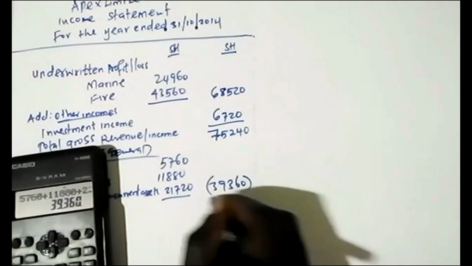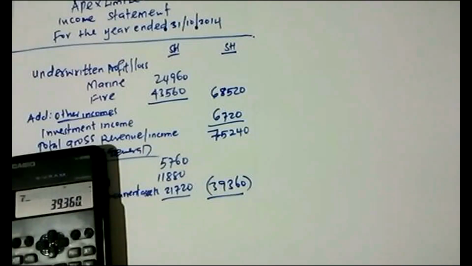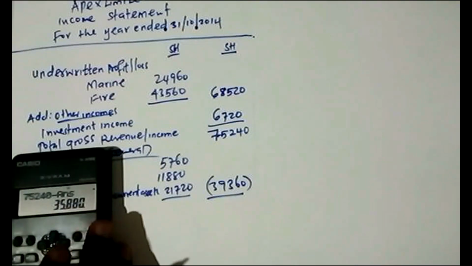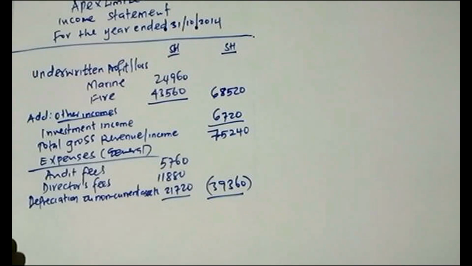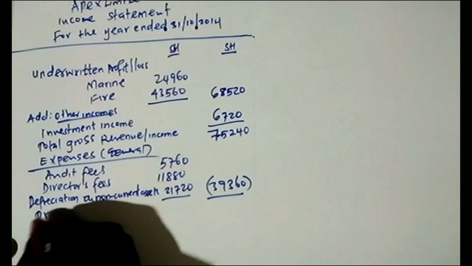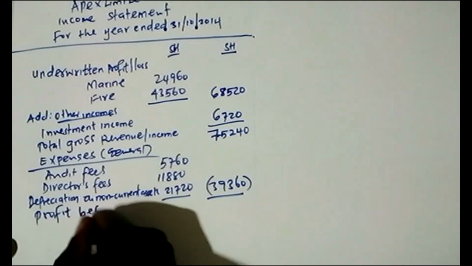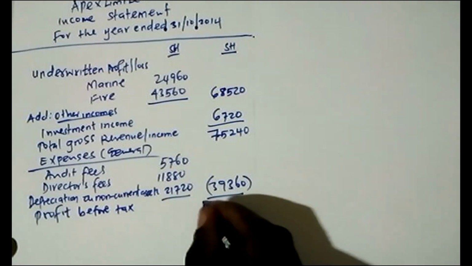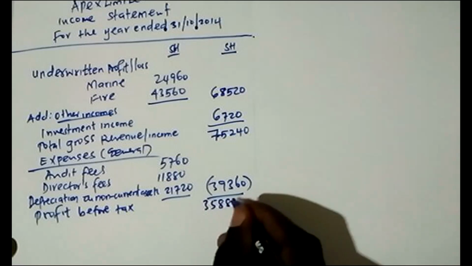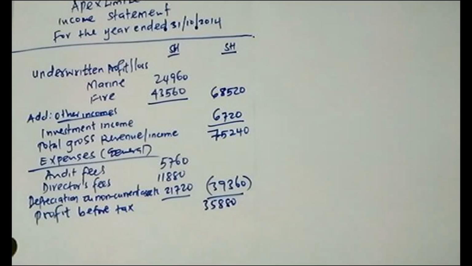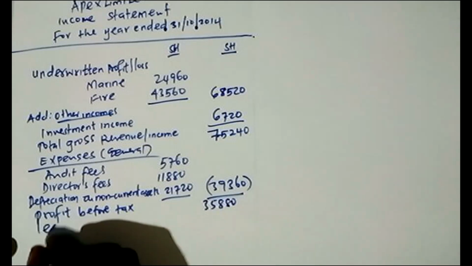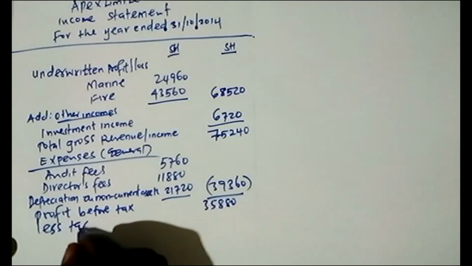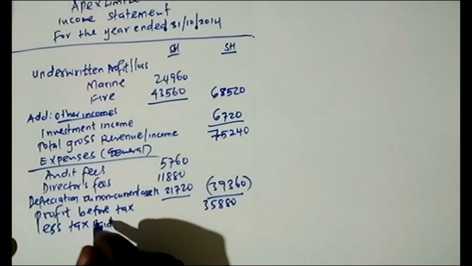So I'm getting 39,316. So remember, these are expenses we raise from the income, 75,240 minus the answer. So I'm getting 35,880. So that is the profit before tax. Profit before tax is 35,880. Then we have to raise the tax paid.